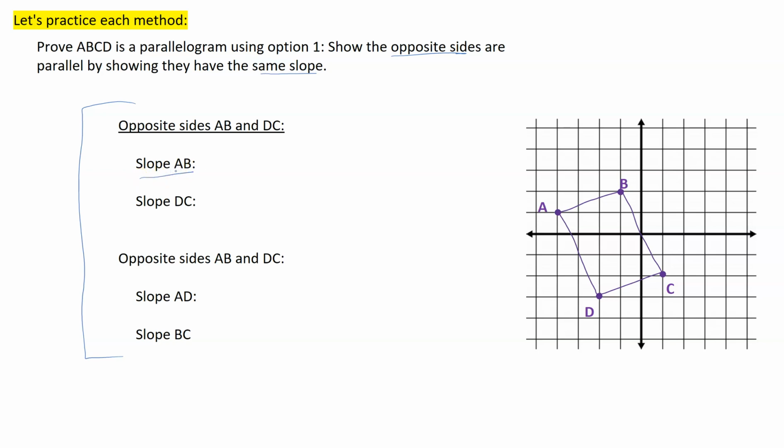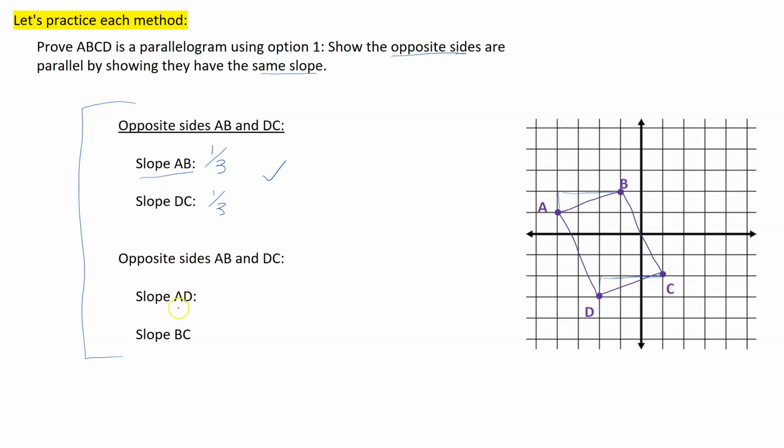So to find the slope of AB, we're just going to do rise over run. So it's up 1 over 3. It's a positive slope of 1/3. And then we do the same for DC. It's rise 1 and run 3. So it also has a slope of positive 1/3. So we've shown that those two are parallel.